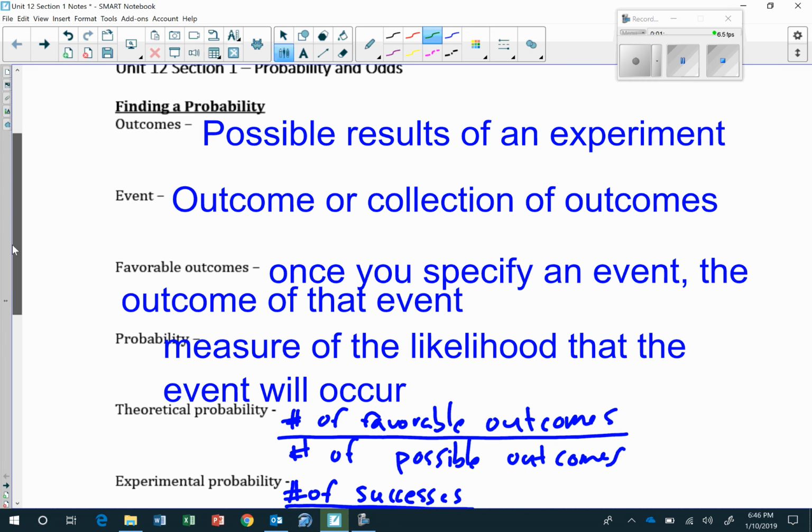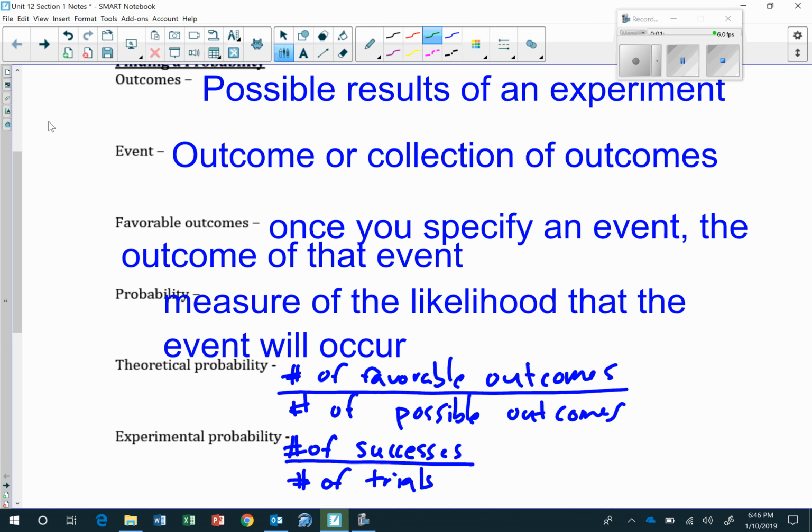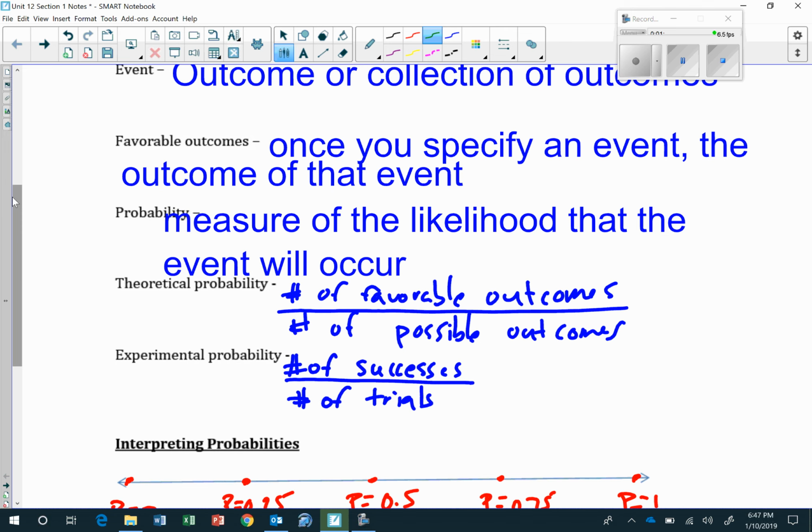The next definition is the probability. The probability is just the measure of the likelihood that the event will occur. So the probability of rolling an odd number, or the probability of a coin landing on tails. We have two types of probability we're going to talk about here. The first one is theoretical probability, and the other one's experimental probability.